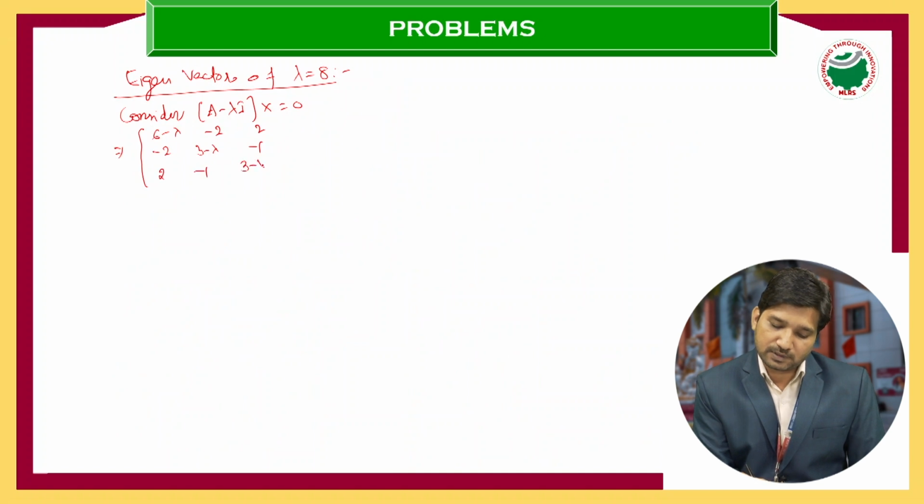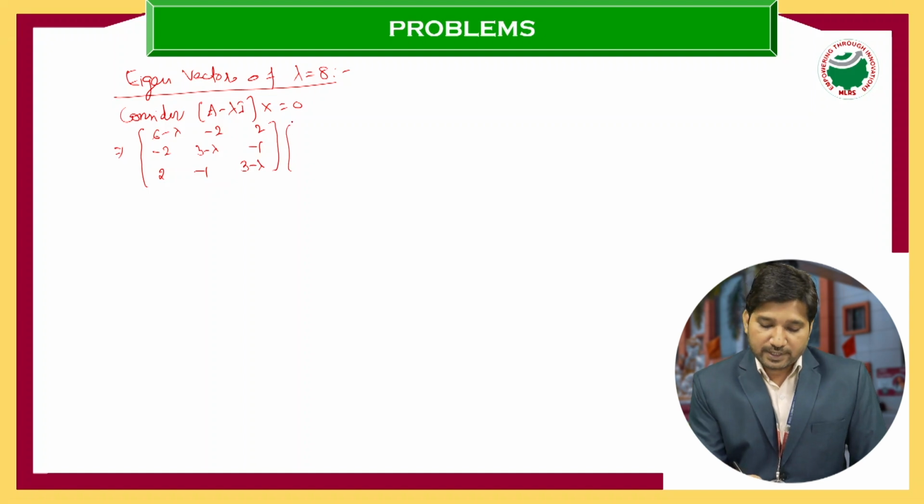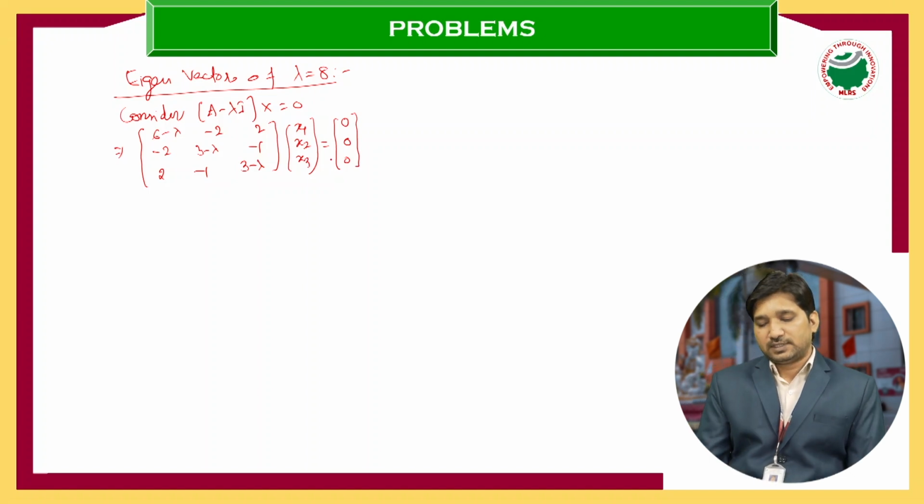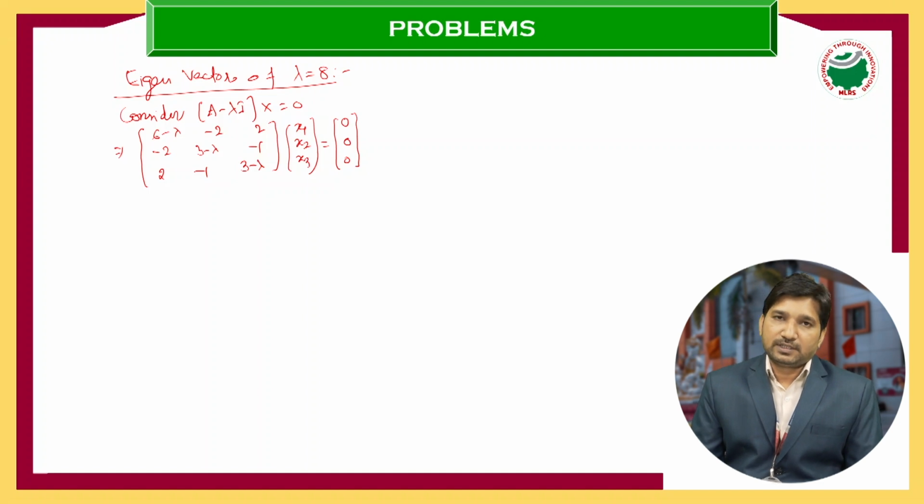2 minus 1, 3 minus lambda, and the eigenvector capital X is x1, x2, x3. Okay, and the right side is 0, 0, 0. That is, it is a homogeneous equation. Okay, now substitute lambda equal to 8 in the above equation.